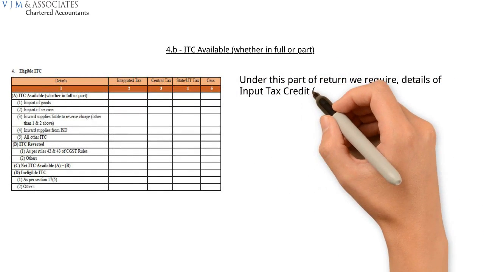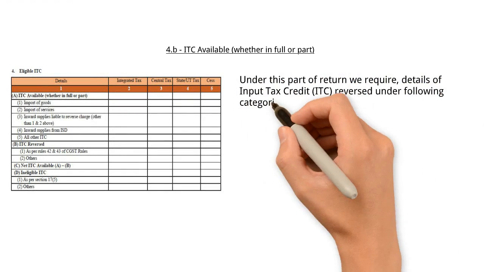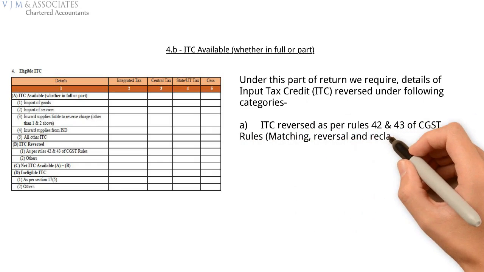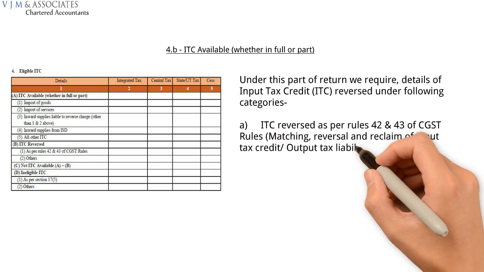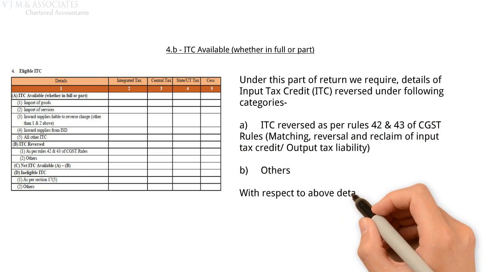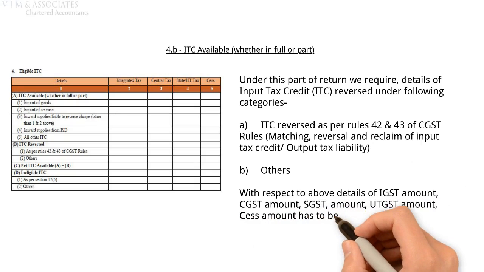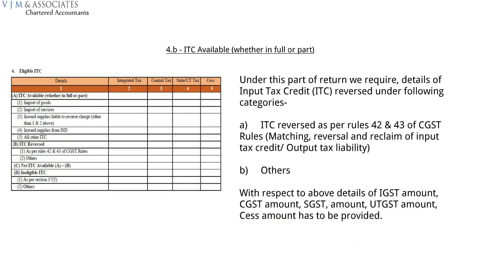Under this part of return we require details of input tax credit reversed under following categories: ITC reversed as per rules 42 and 43 of CGST rules. Others. With respect to above details of IGST, CGST, SGST, UTGST, cess amount has to be provided.